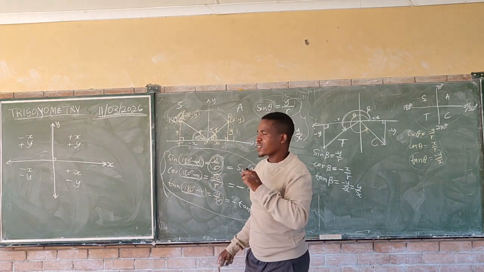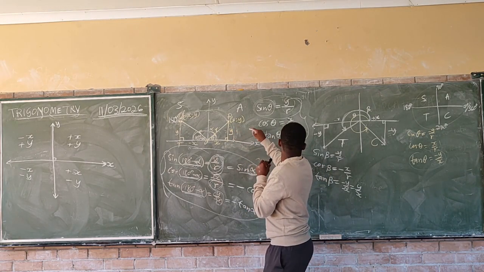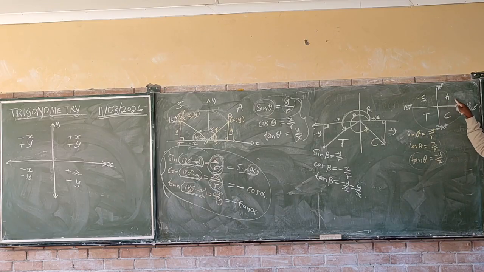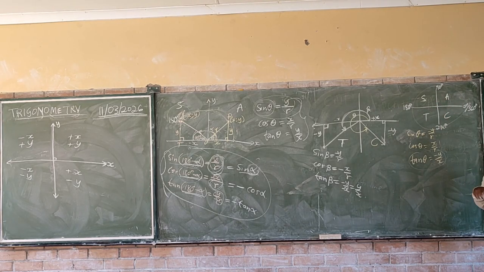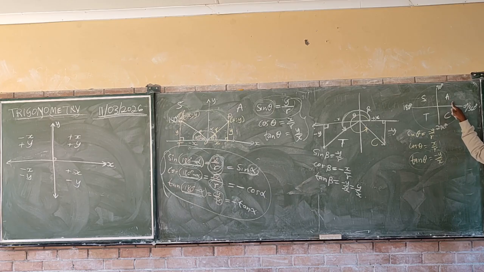Or before that, let's start. What are the numbers belonging to the first quadrant? Maybe here, let's use this one. What are the numbers belonging to this quadrant? You're saying 90. This 90, is it in this quadrant? Is this 90 in the first quadrant or second quadrant? First. So what is the number in the second quadrant?